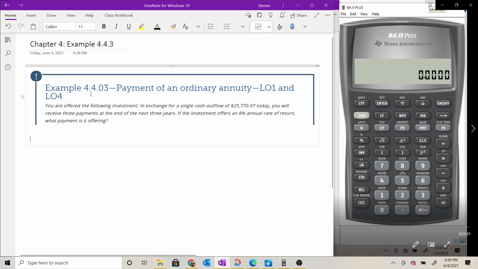Example 4.4.3. The setup for this one says you are offered the following investment. In exchange for a single cash outflow of $25,770.97 today, you'll receive 3 payments at the end of the next 3 years. If the investment offers an 8% annual rate of return, what payment is it offering?